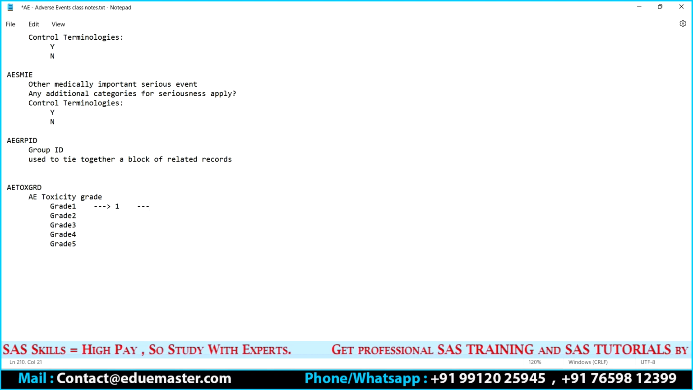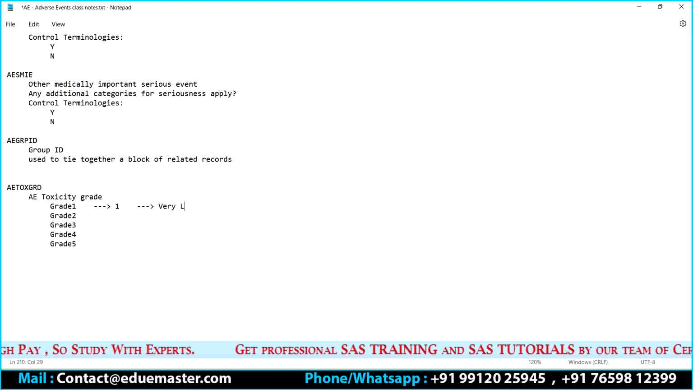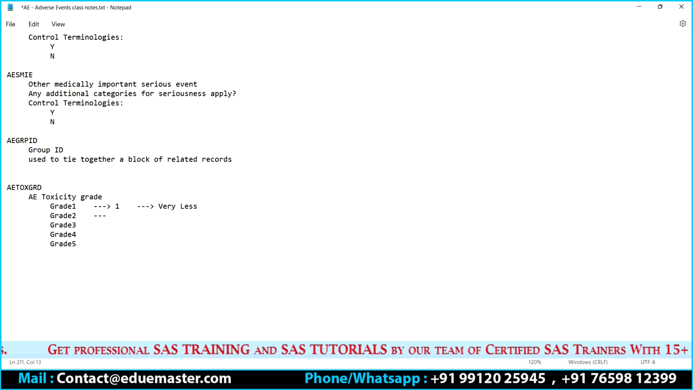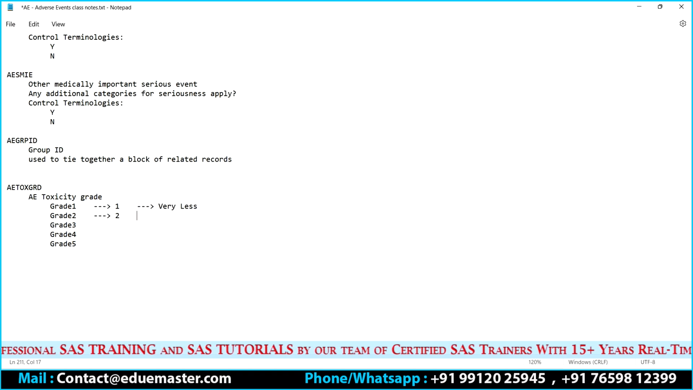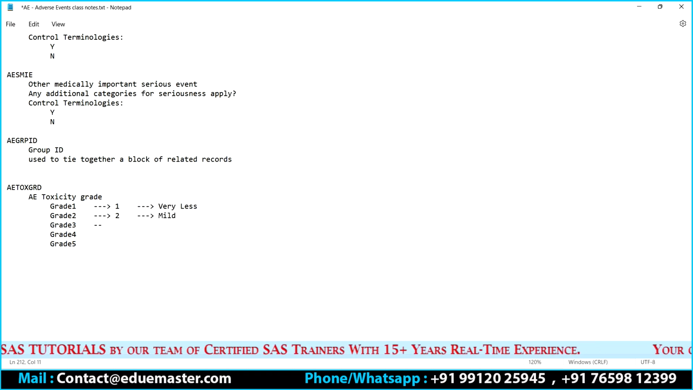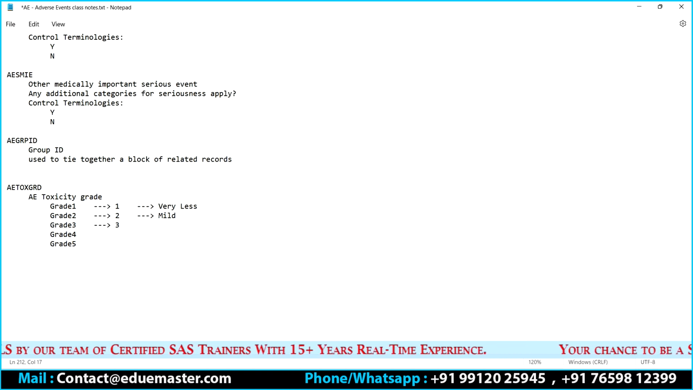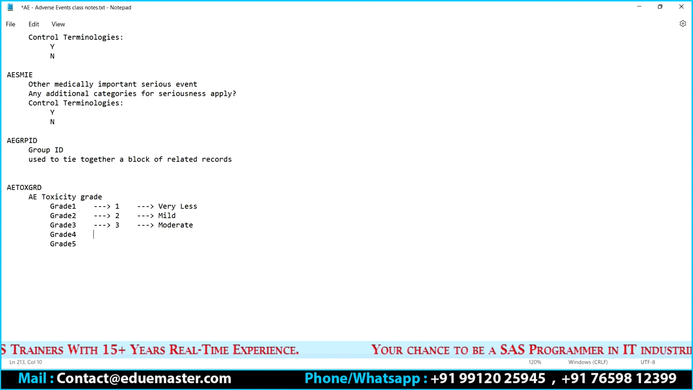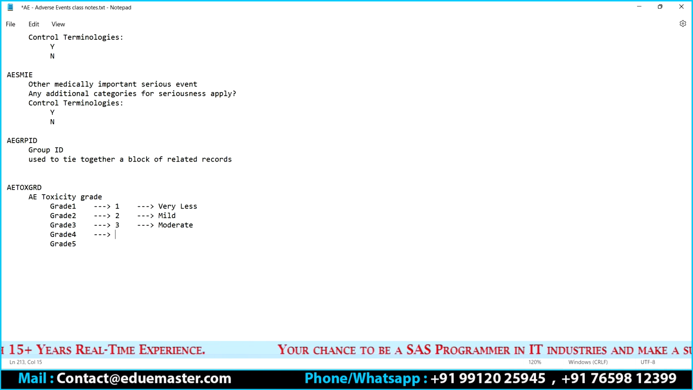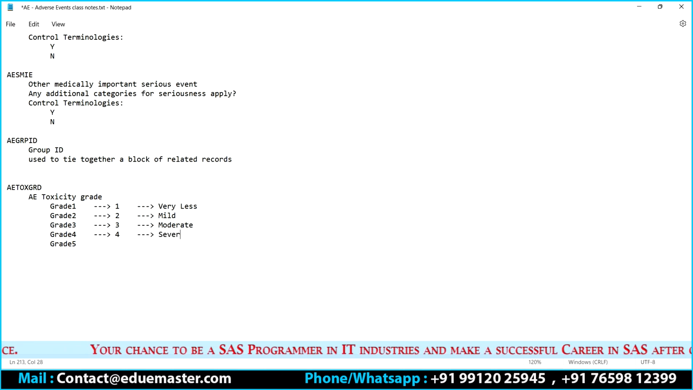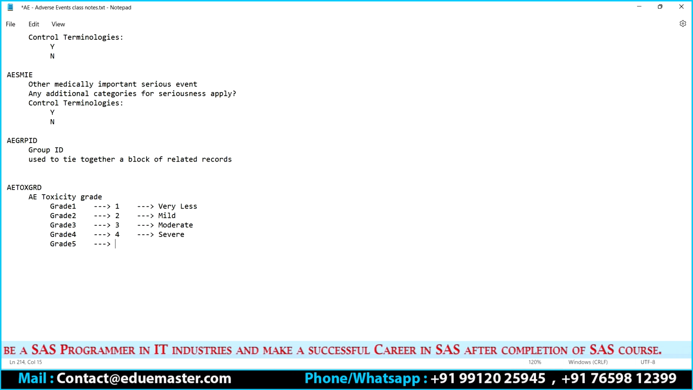Let's say 1 means very less. Let's say I'm going with grade 2. Grade 2 is nothing but mild. It is going to be mild. What about grade 3 then? If I give the numeric number 3 here, what is the meaning? It is a moderate one. If I go with grade 4, which is going to be a severe one, what is the next level to the severe? If it is going to be grade 5, can someone talk about it?